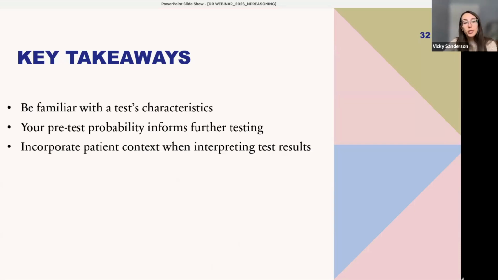So bottom line is, if you're not familiar with the test characteristics, just look it up. Always ground interpretation of results, and whether more testing is needed, by stopping and asking yourself what your pretest probability of that disease is, and always bring in that patient context when you're interpreting a negative or positive or normal or abnormal test result.